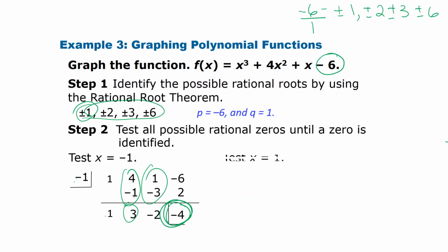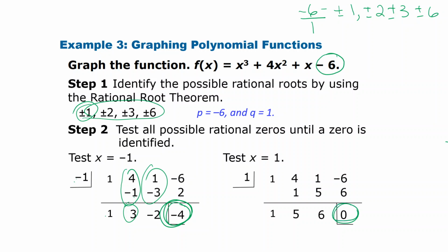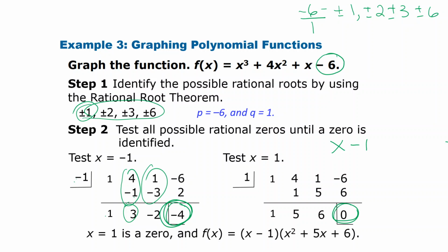So let's try +1 now. When we do that, and here it is really fast, we see that we do get a 0 there. So we know that x minus 1 is going to be a factor. All right, so here we have x minus 1 is a factor.